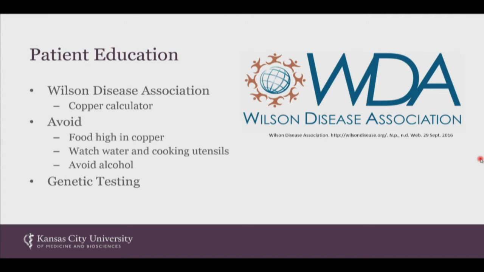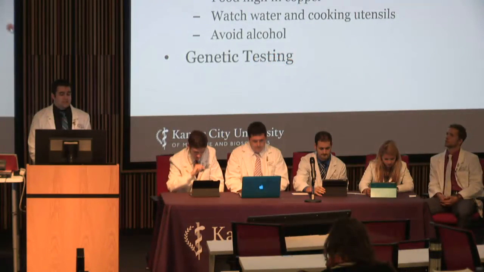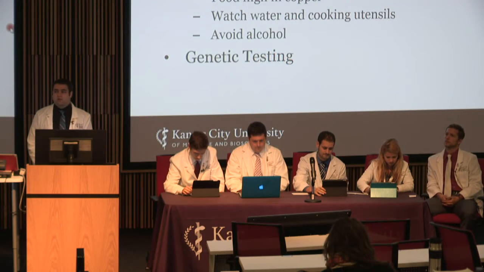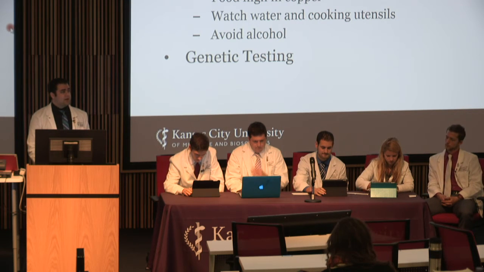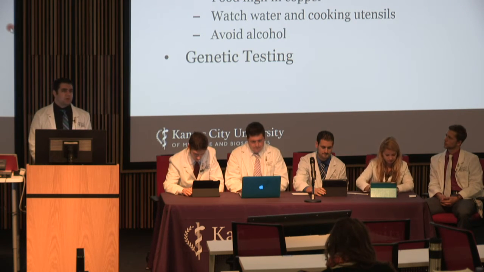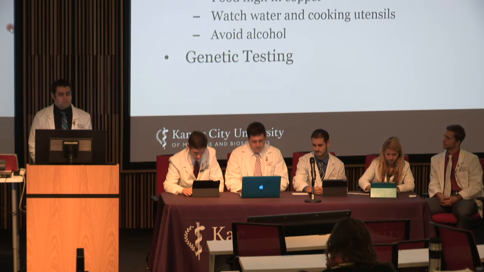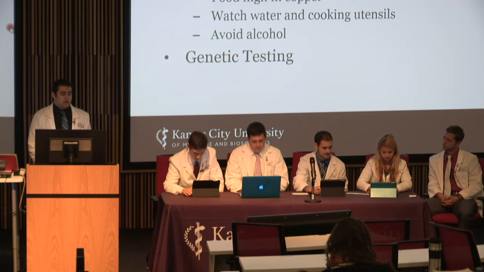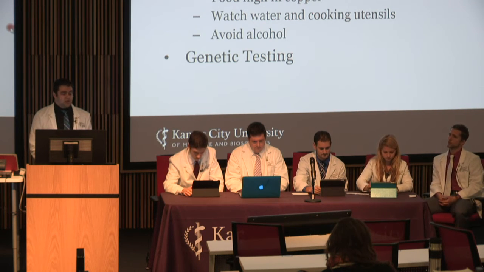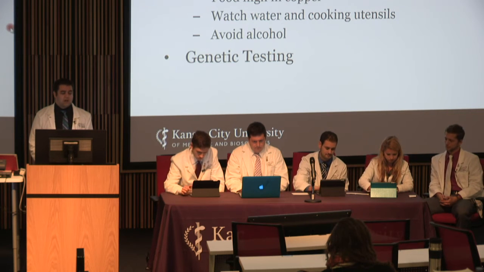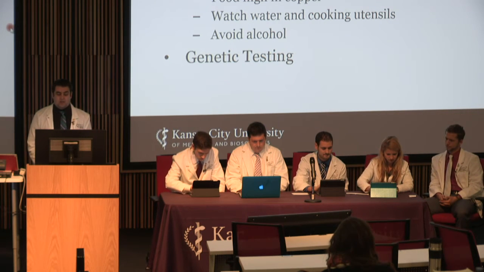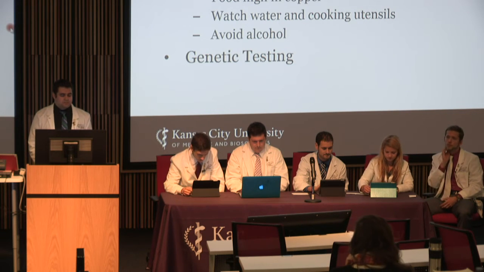For patient education, we would send our patient to the Wilson Disease Association website. This website has a copper calculator, which will help the patient to track their copper levels over time. So after each visit to the clinic where a blood draw is being done, they can then input those results to the website and see how their copper levels are trending. It will also give them information on which foods to avoid, which cooking utensils to avoid, as some of the metal ones do contain copper, as well as instructing her to avoid alcohol as much as possible, as alcohol will increase copper levels as well.